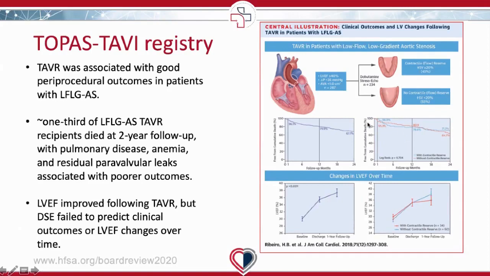One third of the patients with low flow, low gradient AS who underwent TAVR died at the 2-year follow-up. This is a very sick population. The average age was 80 years. And as you might surmise, on multivariate analysis, outcomes were strongly associated with comorbid conditions like pulmonary disease and anemia, and residual paravalvular leaks were also associated with poorer outcomes. Interestingly, EF improved following TAVR, but dobutamine stress echo really failed to predict clinical changes in EF or clinical outcomes, including mortality over time.